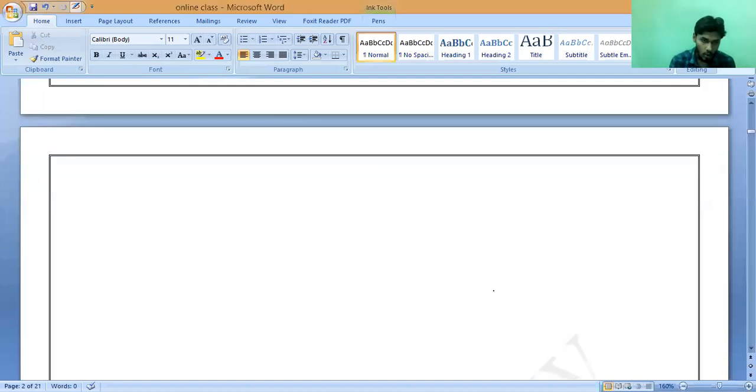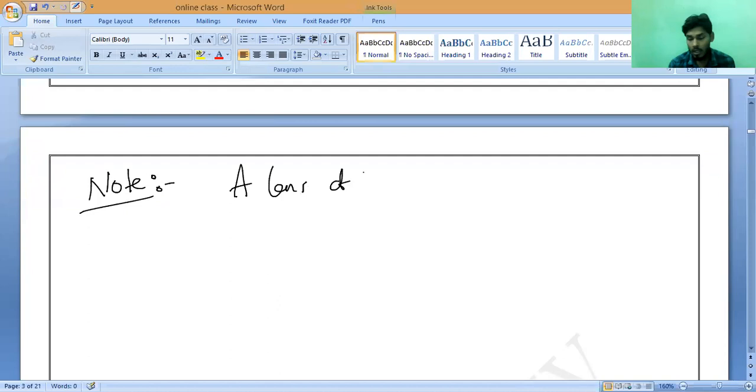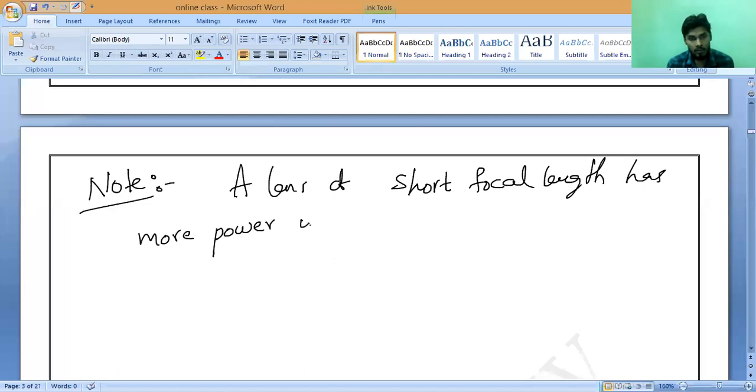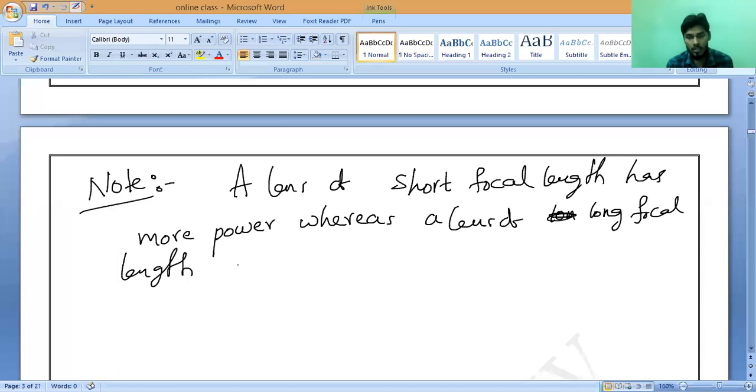Write it. A lens of short focal length has more power, whereas a lens of long focal length has less power. So that is what you should remember.